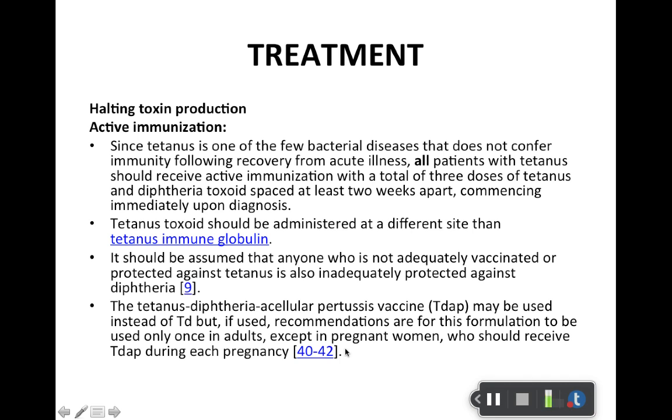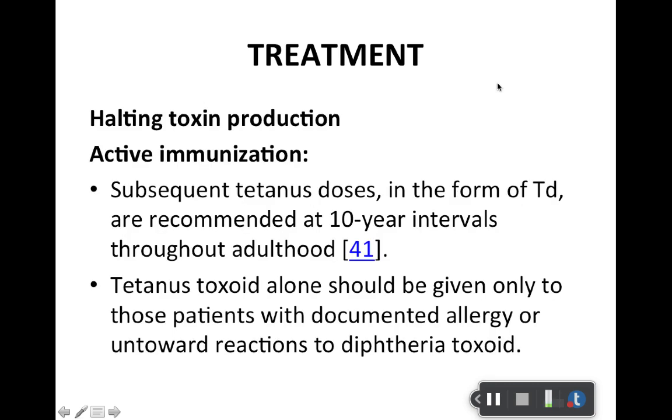Tetanus is a little bit different in that you don't have immunity following the acute illness, so all patients, and this is important here, need to have the immunizations given. They can use the Tdap, so look at that. That's probably more common, and it can be used instead of just the tetanus by itself, so think about that. Why isn't my computer working again? Okay, there we go.